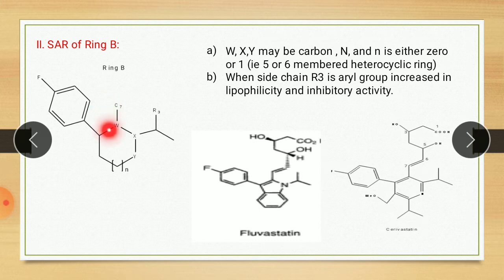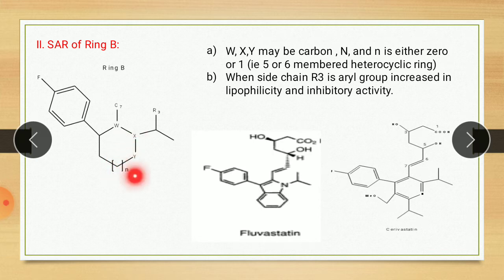So here is W, here is X, here is Y, and small n, and this one is R3. So in case of ring B, W, X, Y, small n, and R3. First point, W, X, Y may be carbon or may be nitrogen. When it is nitrogen, then it is called a heterocyclic ring.